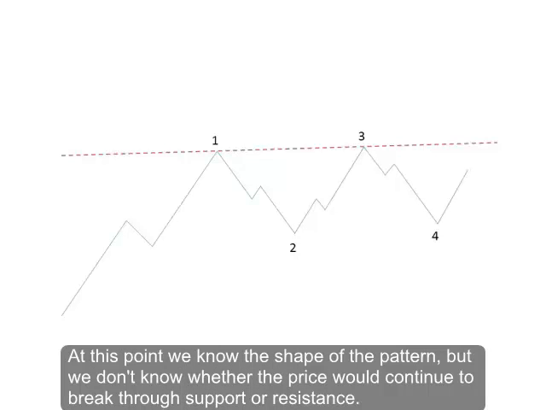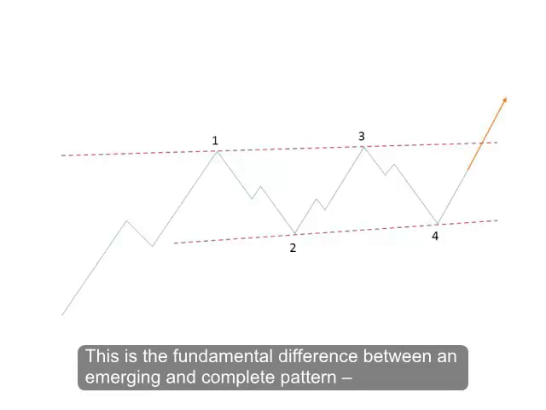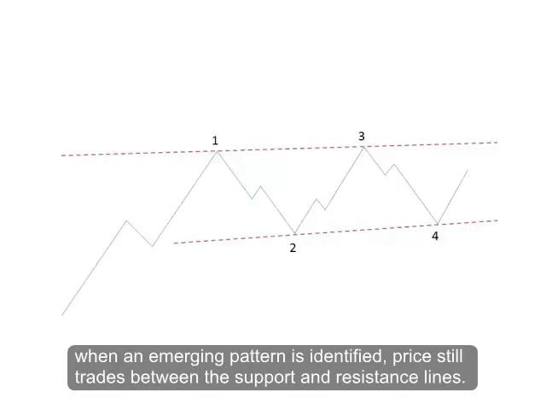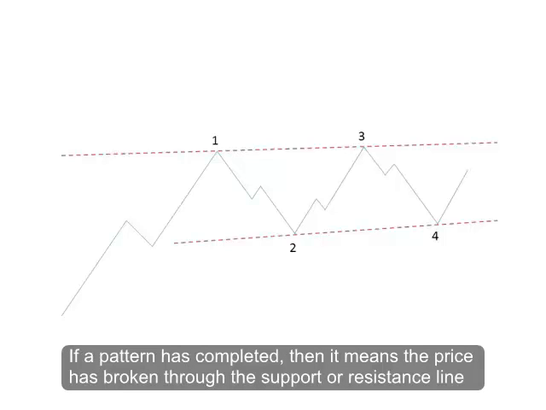At this point, we know the shape of the pattern, but we don't know whether the price would continue to break through support or resistance. This is the fundamental difference between an emerging and complete pattern. When an emerging pattern is identified, price still trades between the support and resistance lines. If a pattern has completed, then it means the price has broken through the support or resistance line.